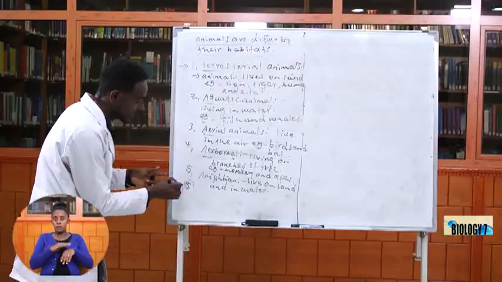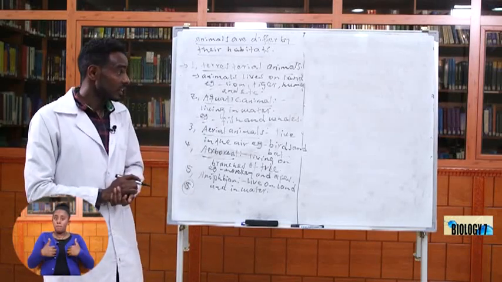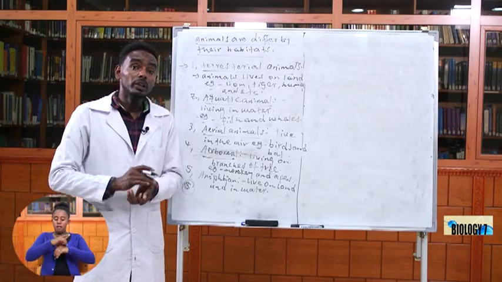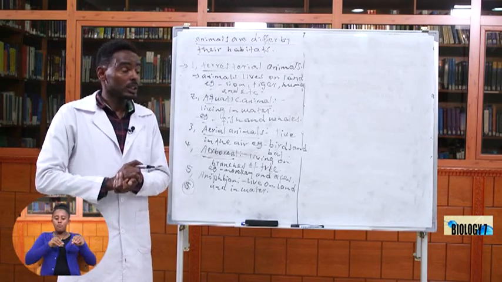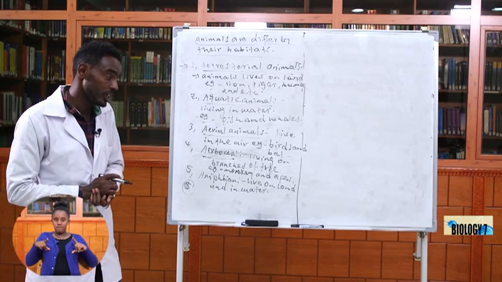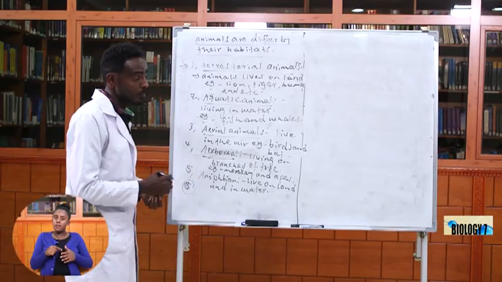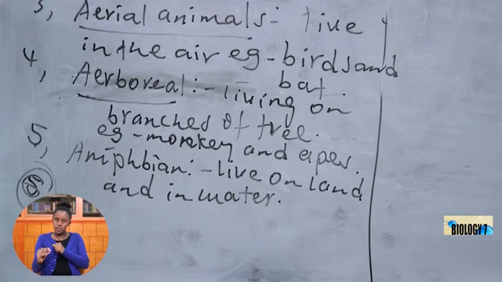The sixth one is called reptiles. Reptiles are the animals that live on the land and move by crawling. The animals which live on the land and move by crawling are called reptiles. For example, we can take a snake and a lizard.